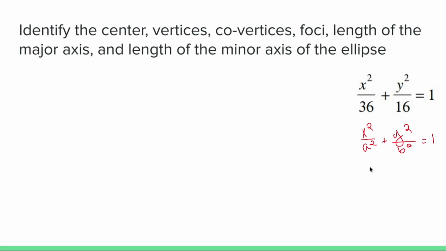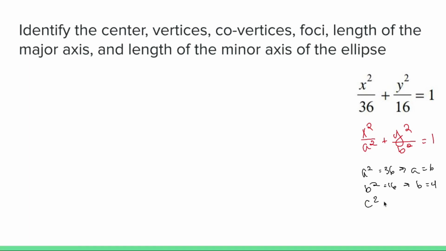Not that bad. If a squared is going to match up with 36, that means a is going to be 6 by taking a square root. If b squared is going to match up with 16, then b is going to be 4 for the same exact reason, right?